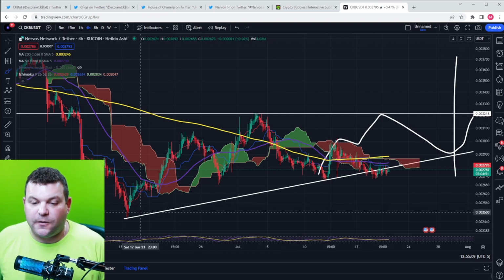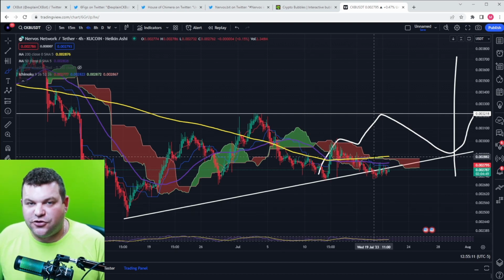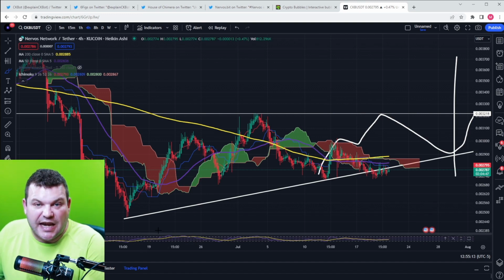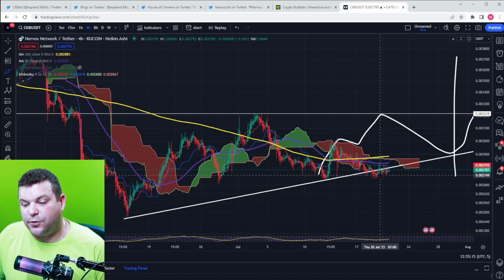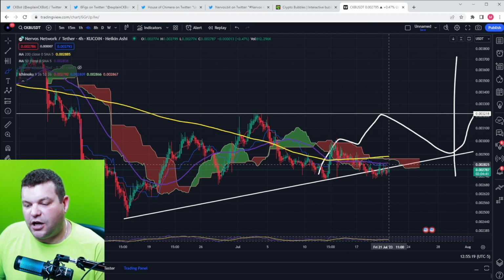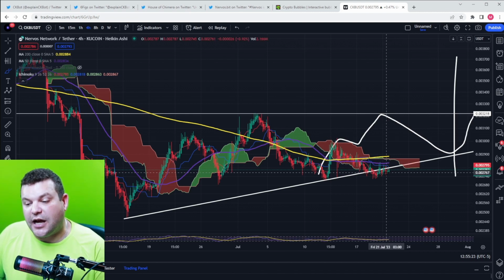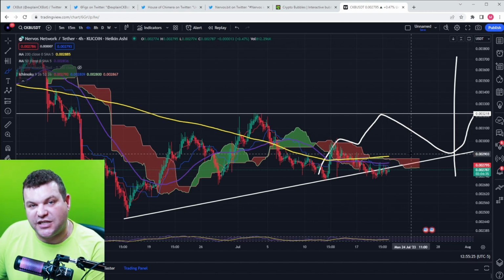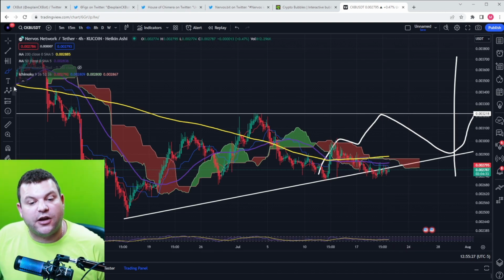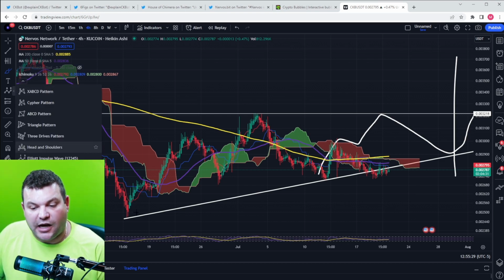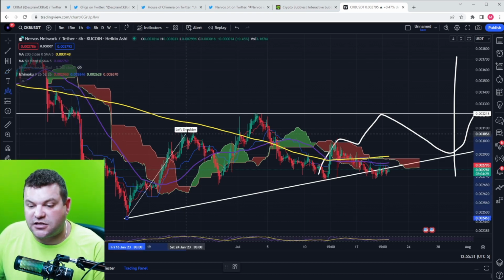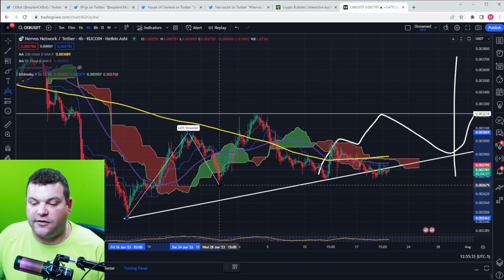So right now, it looks like this trend line that I drew last week is still staying true. However, price action is having a really hard time trying to get above and back on top of this trend line. So I am hoping that happens, because if it doesn't, I'm seeing kind of a bad thing happening on the charts. And I'm always going to shoot you guys straight. I love Nervos Network. I love CKB.